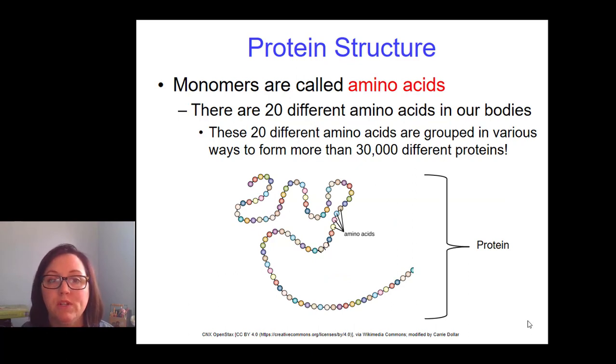Now let's take a closer look at protein structure. As I mentioned before, proteins have a monomer and a polymer. The monomer of a protein is called an amino acid, and the polymer is called a protein or a peptide or a polypeptide. So let's take a closer look at this amino acid, because basically what we do to make a protein is we take multiple amino acids and string them together to form the protein. It turns out there are 20 different varieties of amino acids that are used in the human body. And these 20 different amino acids get grouped into multiple ways to form more than 30,000 different proteins in our bodies.